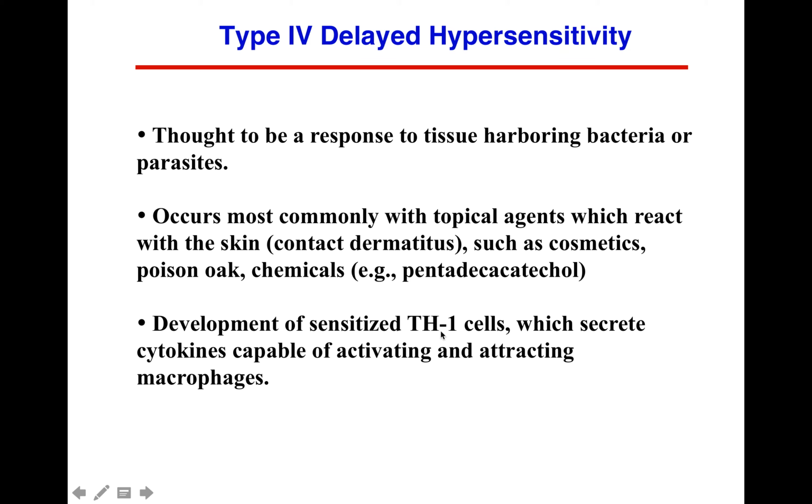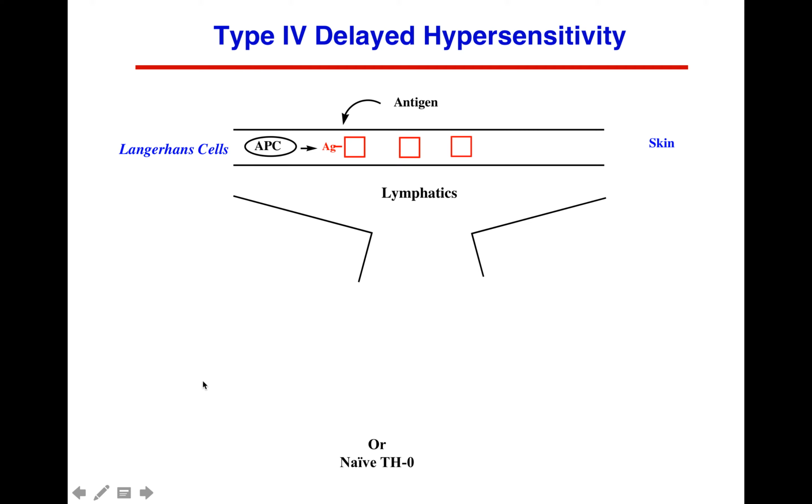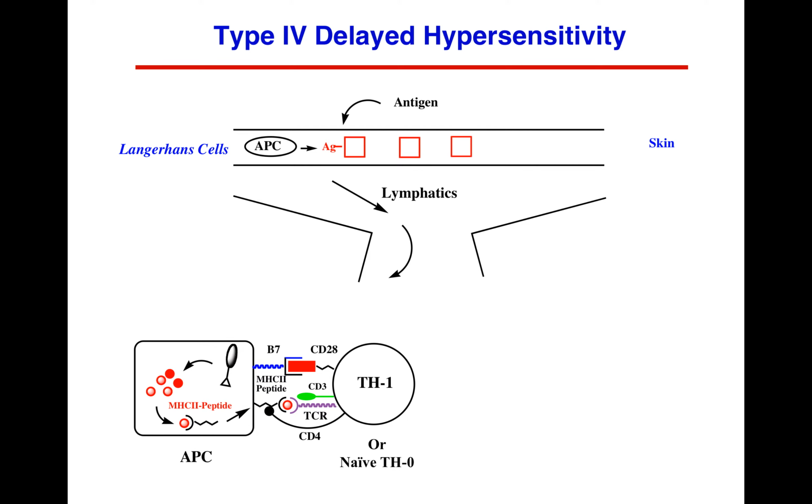The key thing is the development of these Th1 cells, sensitized Th1 cells, which secrete cytokines capable of activating and attracting macrophages into that area. And so typically the way this works is an antigen is applied to the skin or the surface area, will form a complex, covalent complex generally, with proteins on the surface of the cells or in that area in the cell membrane. This gets picked up by an antigen processing cell, and then those antigen processing cells will move into the lymphatics. And this will be a dendritic cell.